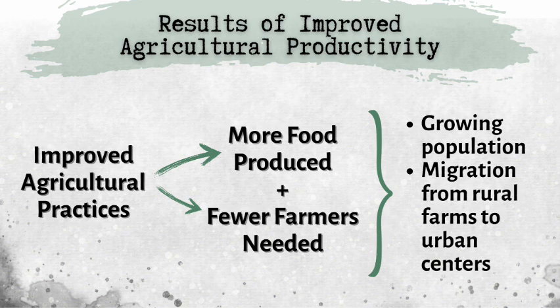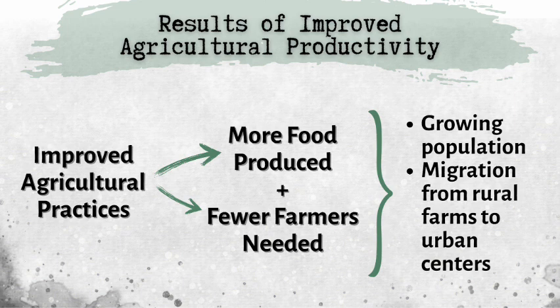So what exactly were the results of improved agricultural productivity? Innovations in farm techniques and equipment led to higher agricultural yields, ensuring more consistent and larger food supplies. With more food available, the population could grow as fewer people faced food scarcity and mortality rates due to famine declined. A growing population combined with agricultural efficiencies meant fewer hands were needed on farms.